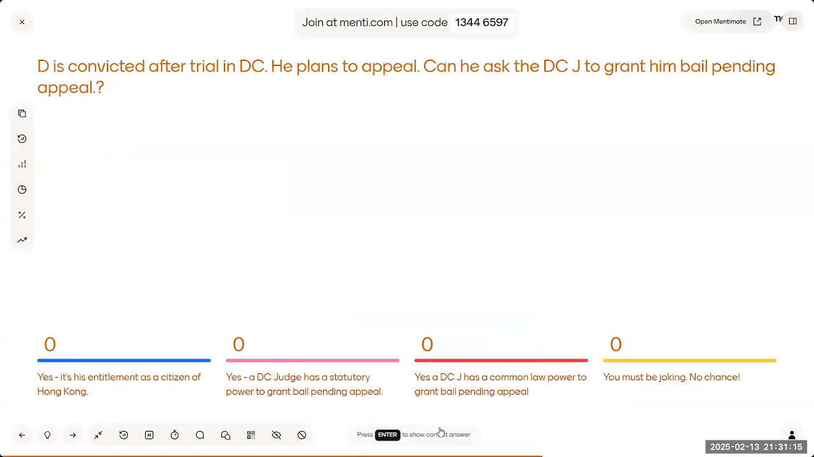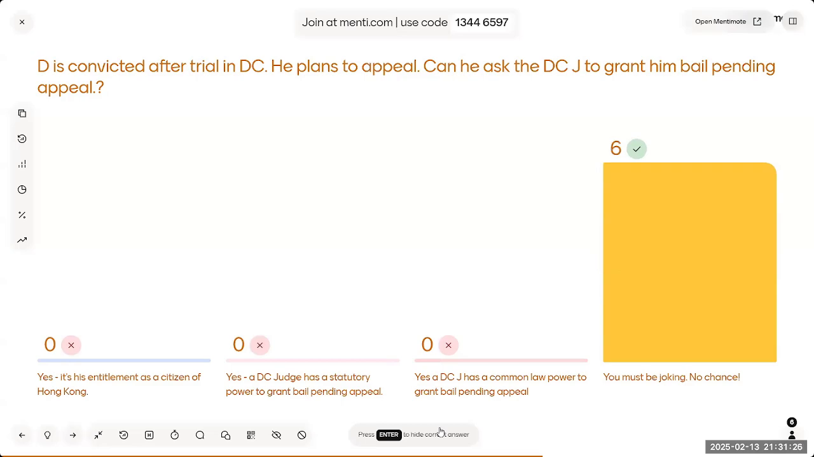D is convicted after trial in the DC, plans to appeal. Can the DC judge grant him bail pending appeal? We know this already, right? You must be joking. No chance is the correct answer.